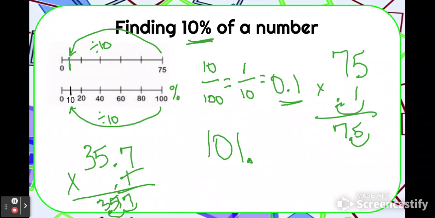We've already looked at finding 10% of a number means I adjust the decimal point one spot to the left. So 10% of 101 is going to be 10 and 1/10. Today you're going to go on to do some extra practice with this idea of finding 10% of a number. You can do it. I know you can.